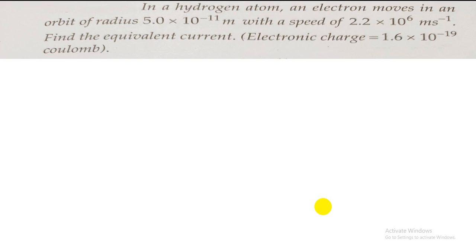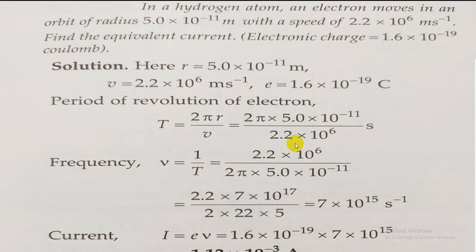In a hydrogen atom, an electron moves in an orbit of radius 5 into 10 raised to the power minus 11 meter with a speed of 2.2 into 10 raised to the power 6 meter per second. You have to find the equivalent current. The charge on an electron is also given. Now, to find the value of current due to a single electron, I is equal to Q by T, where the value of Q will be the charge on a single electron, so it will be E upon T. So we need to find the value of I, which is E upon T.